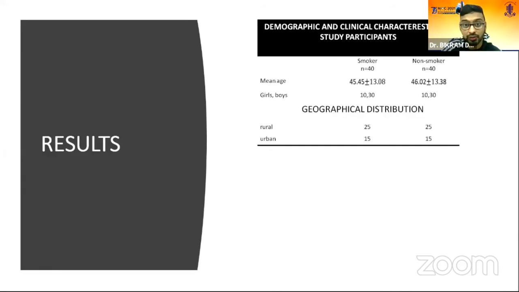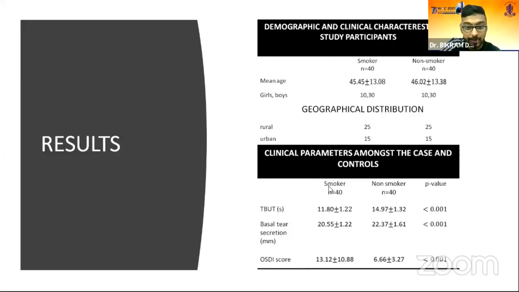Now coming to the results, starting with demographic and clinical characteristics, the mean age between the smokers and non-smokers was statistically insignificant. We tried to match the geographical distribution as much as possible. Now coming to clinical parameters, tear film breakup time and basal tear secretion were higher in non-smokers as compared to smokers with significant statistical difference, whereas the reverse was the case in ocular surface disease index scoring.